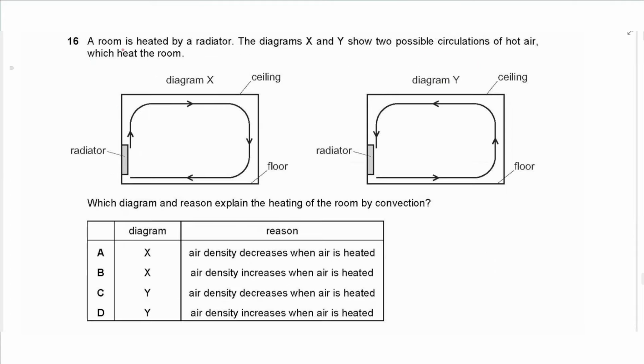Question 16 says a room is heated by a radiator. The diagrams X and Y show two possible circulations of hot air which heat the room. Which diagram and reason explain the heating of the room by convection? So hot air near the radiator would rise, so it's X, not Y. And is it because air density decreases when air is heated, or air density increases when air is heated? The density actually decreases because the volume increases, so the answer is A.